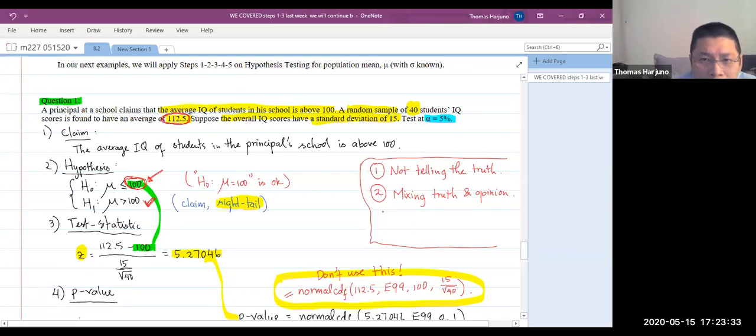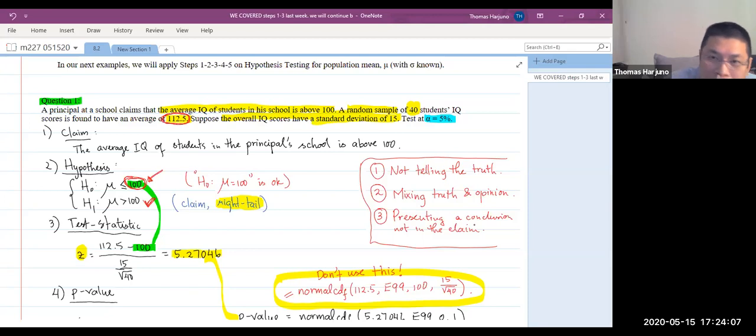Okay. The third way is presenting a conclusion not in the claim. So basically the claim says one thing, the conclusion says another thing. Okay? The claim says one thing, the conclusion says another thing. Now I give you one recent example.